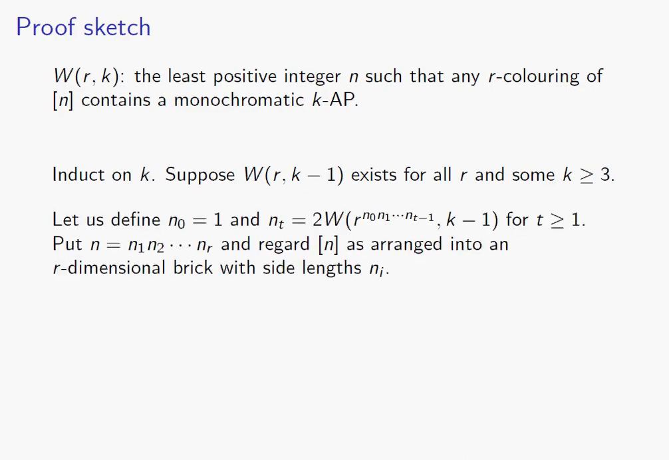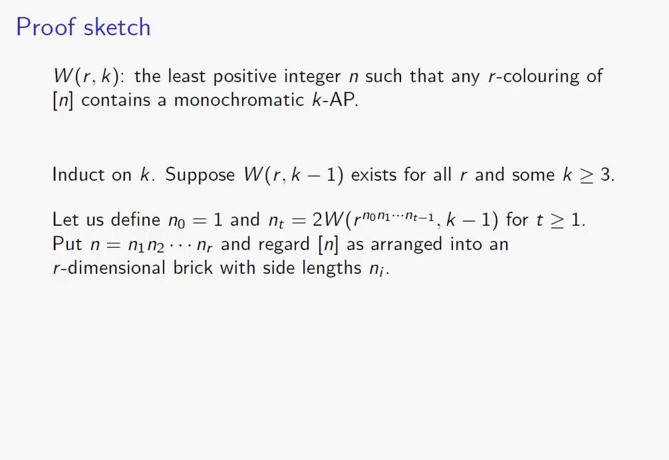Now I'm very sorry to do this to you, but we're going to define a crazy sequence of numbers. We're going to start with n sub 0 equal to 1. That seems innocent enough. But now, from one term to the next, the definition is shocking. We're going to let n sub t be twice the van der Waerden number, where the number of colors is r to the n0, n1 up to n sub t minus 1, the product of all the previous ones, comma k minus 1, using the induction hypothesis. But where the number of colors is astronomical.